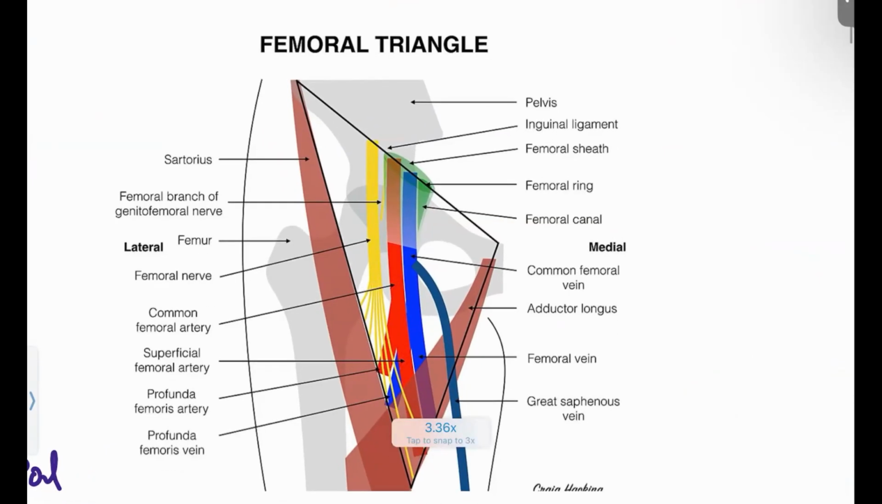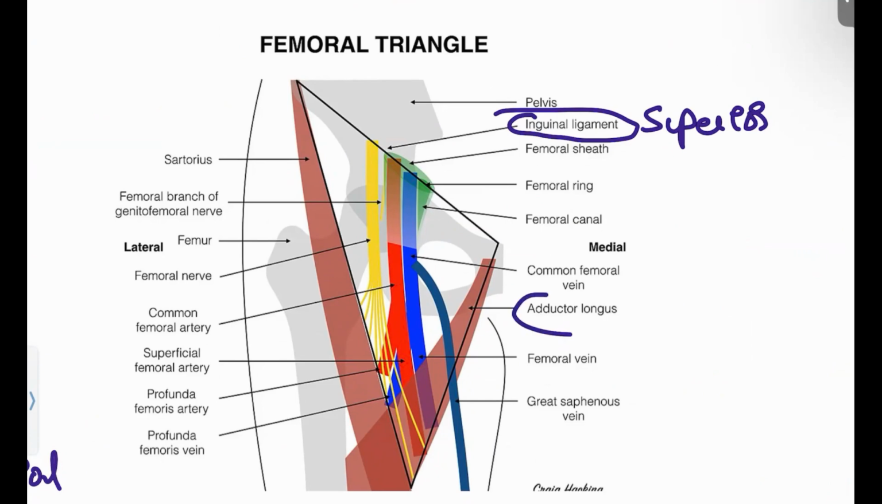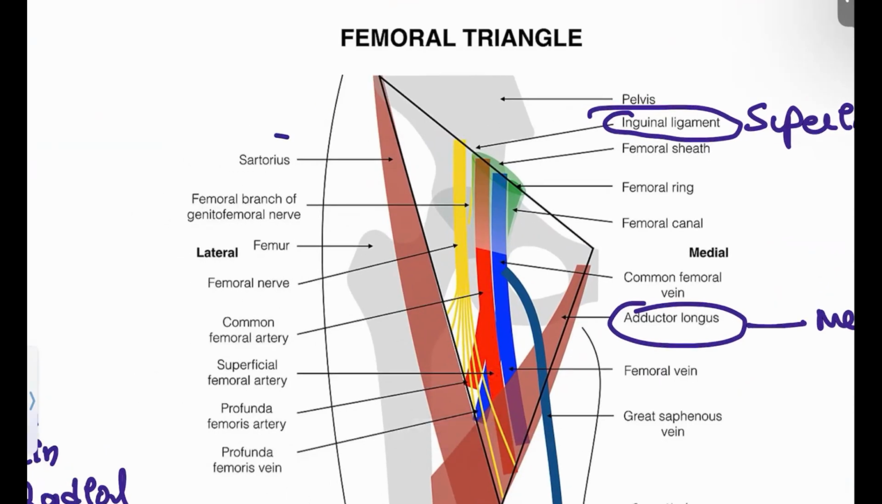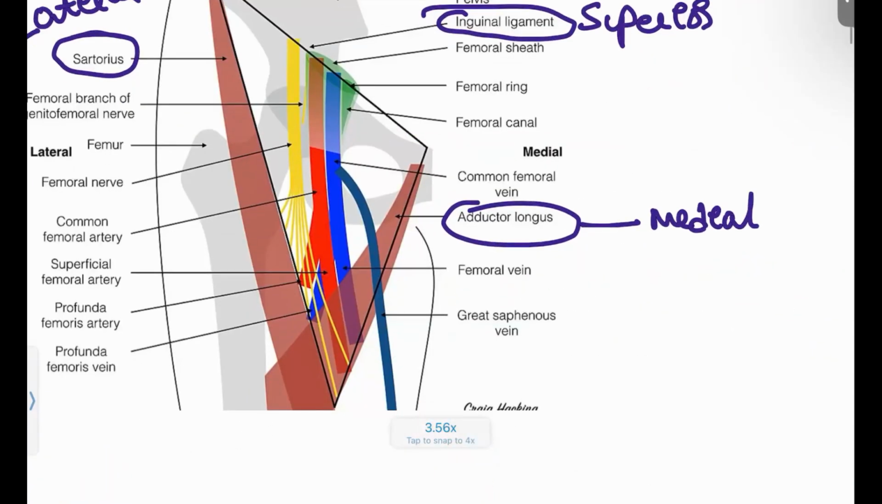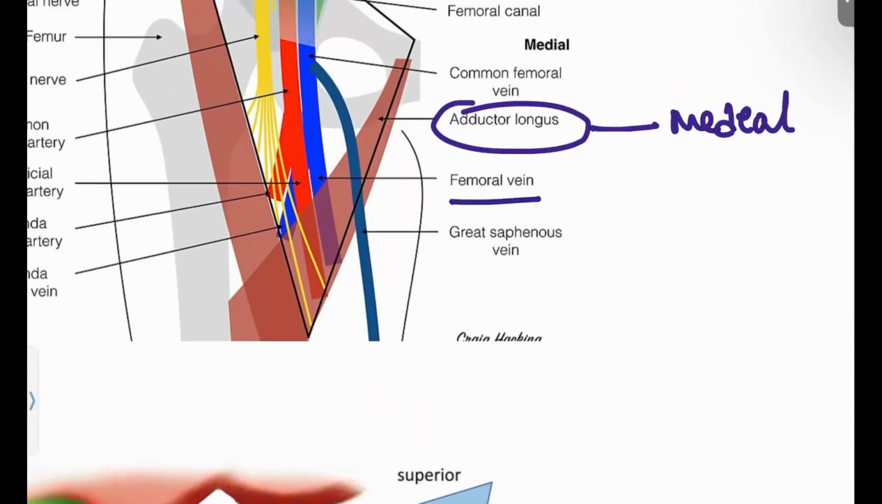In the femoral triangle also, your superior border is the inguinal ligament. This is your superior border. Coming to the medial side, there is the adductor longus muscle. So this is on the medial side. And on the lateral side, there is the sartorius muscle. This is the lateral boundary. And what about the content of this one? The main content is your femoral vein, femoral artery and femoral nerve.